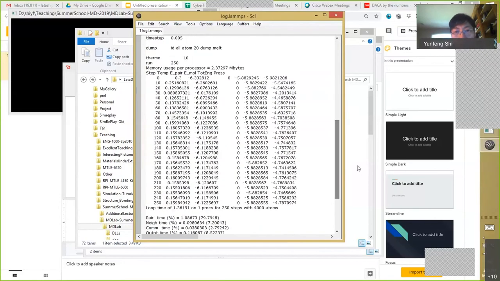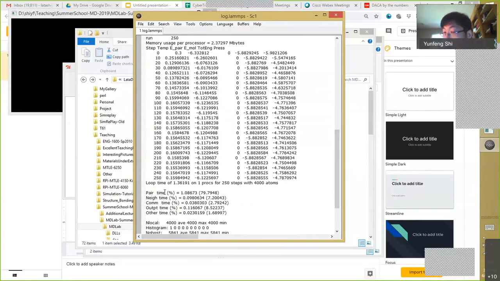Now, here is the information. This is essentially the step, time step, temperature, pair interaction, total energy and pressure, and so on and so forth. So where's the total energy? Right here. I see the total energy is -5.8829 all the way to -5.8828. Down to the fourth digit, it's really, really stable. In this simulation, the temperature changed quite a lot, from 0.3 to only half of it, but the total energy stays exactly the same, right? So this is a sanity check. It passed.